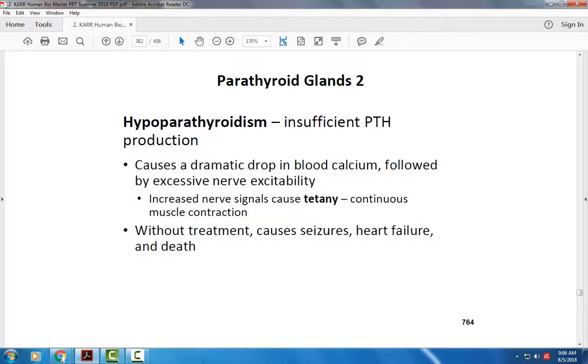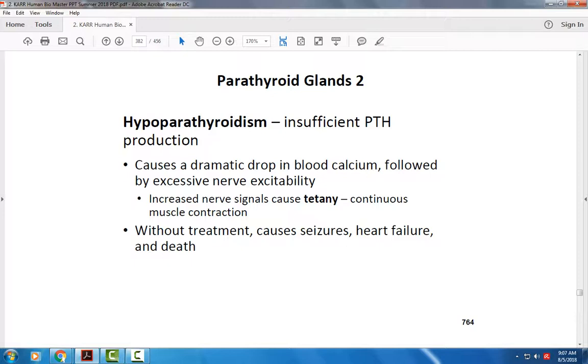So hypoparathyroidism would cause a drop in blood calcium because there isn't enough hormone to release the calcium to the blood from the bone, and when we have low blood calcium, that causes twitches and muscle contraction, and that condition is called tetany. And tetany is when the whole body is contracting. Maybe you've heard of tetanus.